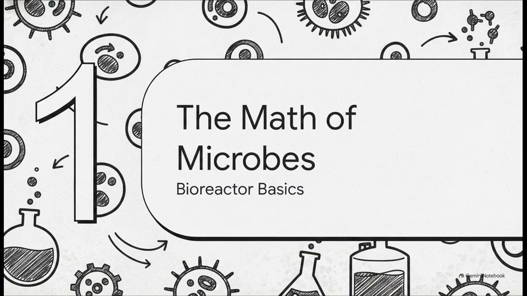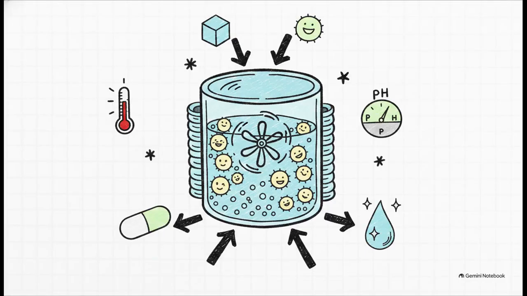Okay, section 1, the math of microbes. Let's quickly review our bioreactor basics. When we're scaling up biological processes, bioreactors give us the physical tools to maintain the absolute perfect conditions for growth. We're talking about using cooling jackets, impellers, and spargers to tightly control environmental factors like temperature, pH, aeration, and agitation.